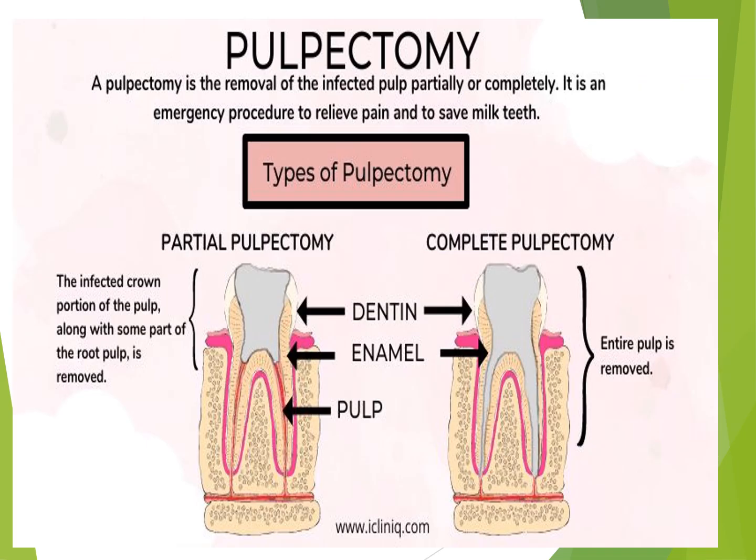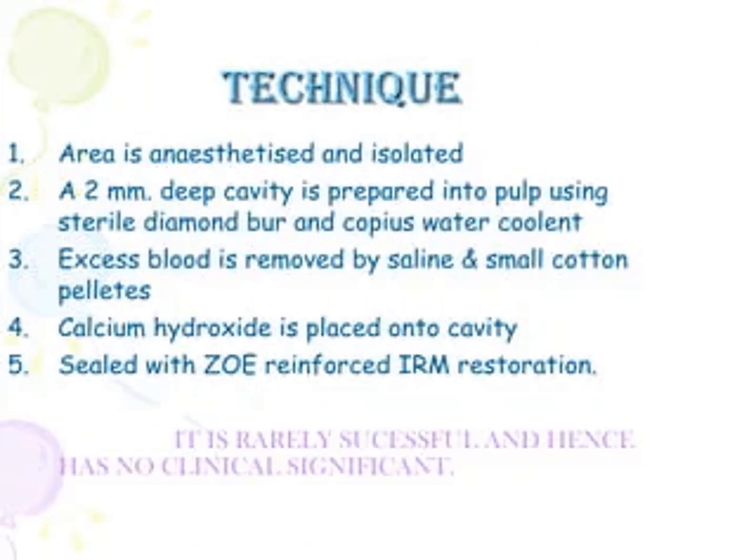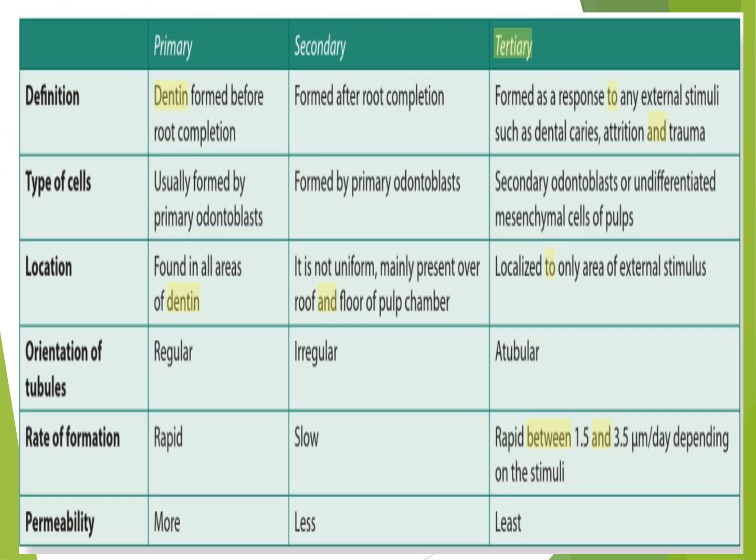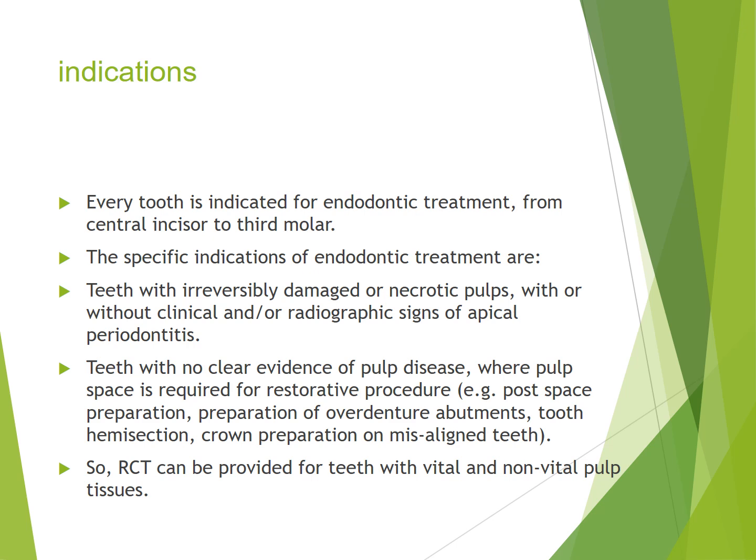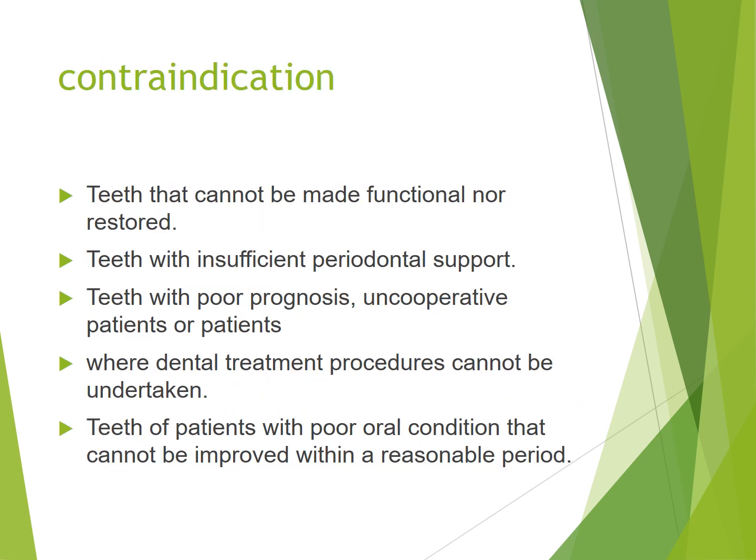So what is pulpectomy? It is the removal of the infected pulp partially or completely. It is an emergency procedure to relieve pain and to save milk teeth. So what are the indications that a tooth has to go for root canal treatment? Teeth with irreversible damage with necrotic pulp. There should be no clinical evidence of teeth with no pulp disease, where pulp space is required for the restorative procedures. So it can be provided for teeth with vital and non-vital pulp.